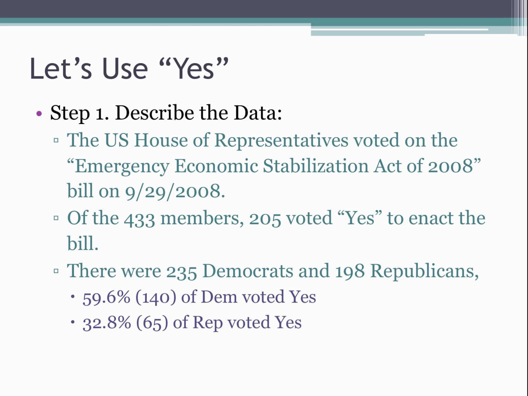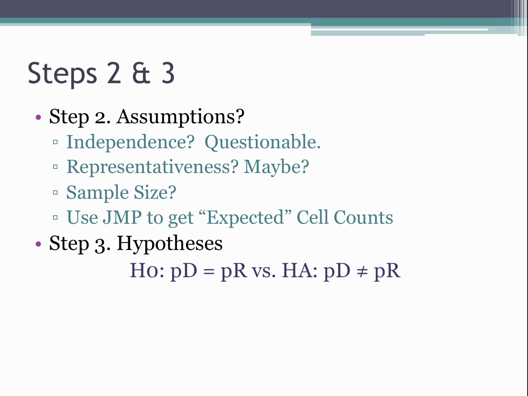Step 1, describe our data. 59.6% of Democrats voted yes, 32.8% of Republicans voted yes. For steps 2 and 3, you could look at independents. That's questionable, as we know these things tend to be voted in blocks, but let's assume independence, that each person voted their own way. Representativeness, maybe. That's a larger discussion. In sample size, well, you could use JMP to get the expected cell counts here. Step 3 would be where we give our hypotheses.